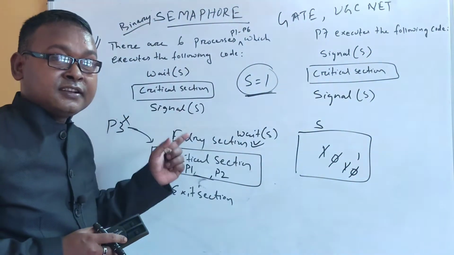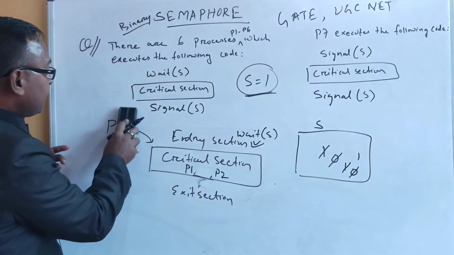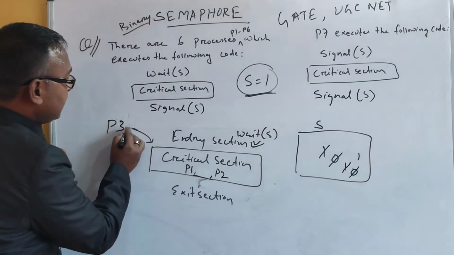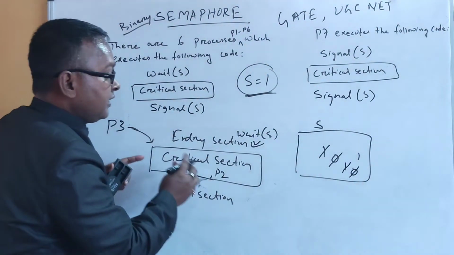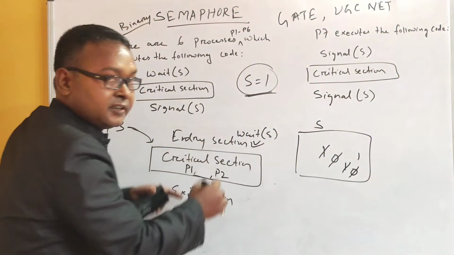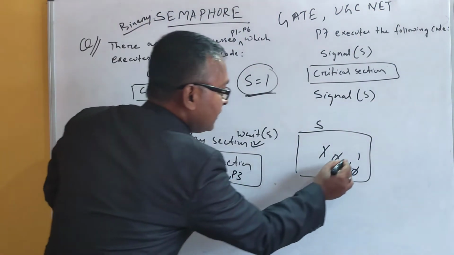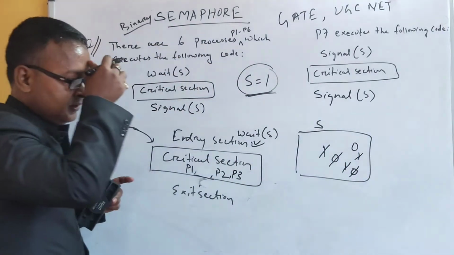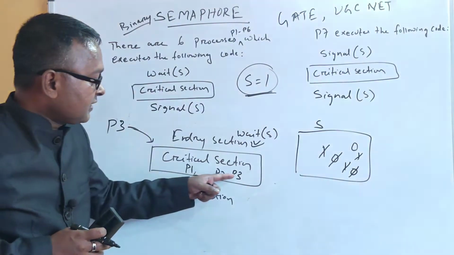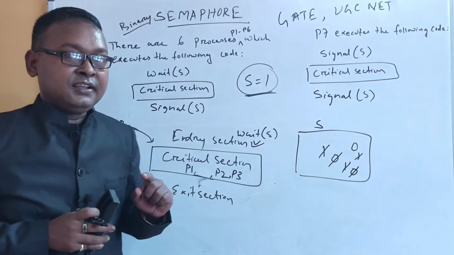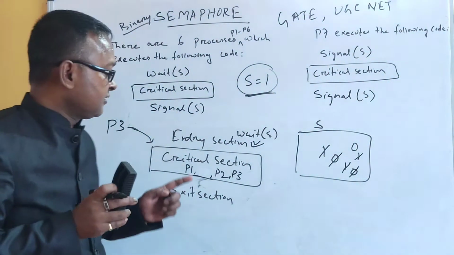So can any other process enter into the critical section? Yes, if the semaphore value is 1. So right now P3 wants to enter into the critical section, so it will execute the wait, right? Thereby executing the wait, as the semaphore value is 1, it can enter into the critical section. So P3 can enter, thereby decrementing the semaphore value to 0. Right now, how many processes are inside the critical section? P1, P2 and P3, and our semaphore value is 0. Can any other process enter? Yes, another process also can enter.